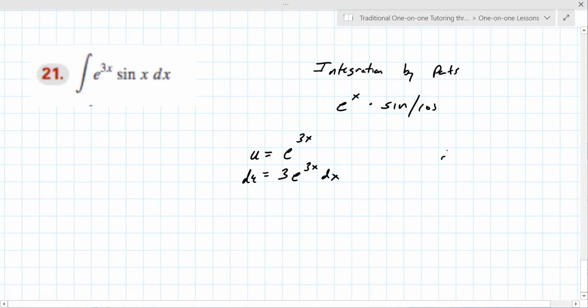Whereas let's just say you made dv e to the 3x. Your v would be 1/3 e to the 3x, and that may be slightly harder to do. So that's why I don't recommend doing that. Your dv here is the other term, it's the sine x dx. So your v is minus cosine x.